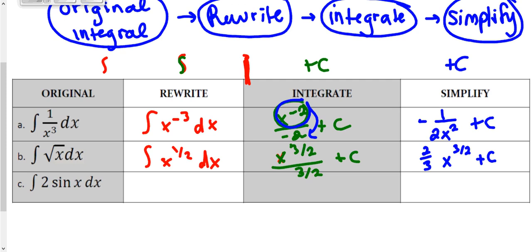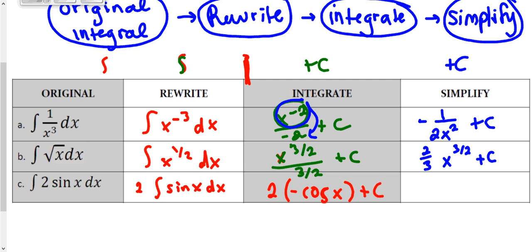Then we have a trig. This time we have a number in front. Well, numbers are just numbers. So when you rewrite this, just move that 2 out to the front and worry about it later. You're only integrating sine x dx. So we integrate sine, and we have 2. When we integrate this, we have negative cosine. And then you have plus c on the end.